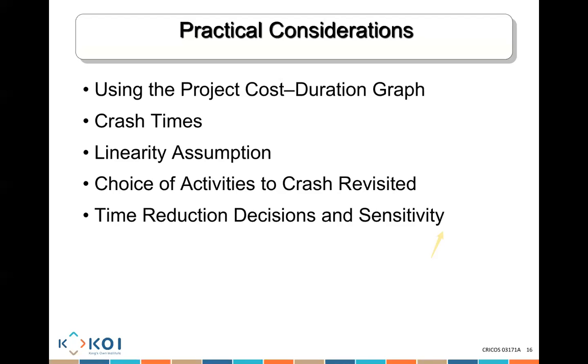When you think about the crash time, you would usually calculate all of that information by using the tools. It shows you the slack that is available, and based on that, how much you can actually reduce the activity. You think about linearity assumptions, which mean you're going to reduce the duration by one period of time at any point of time.